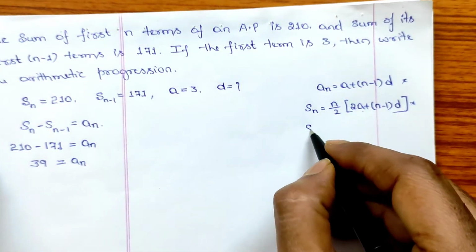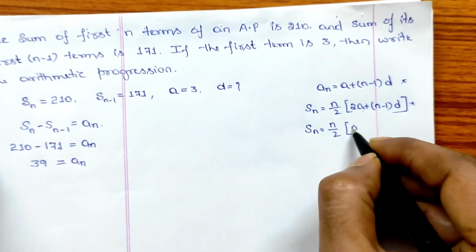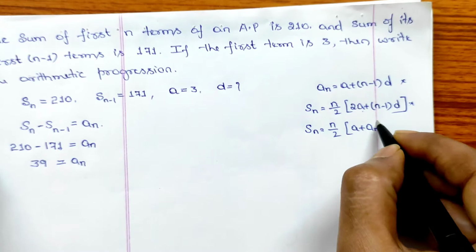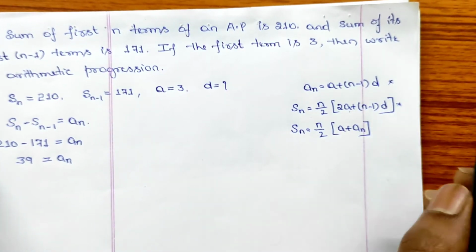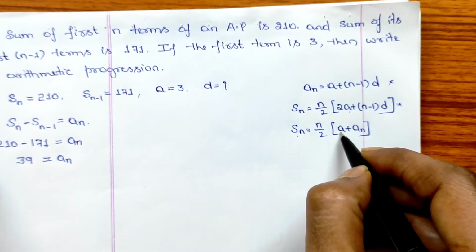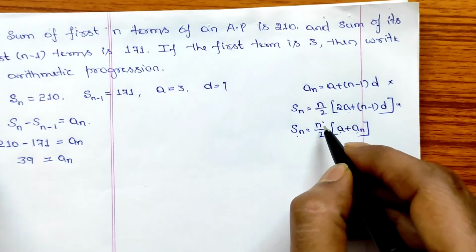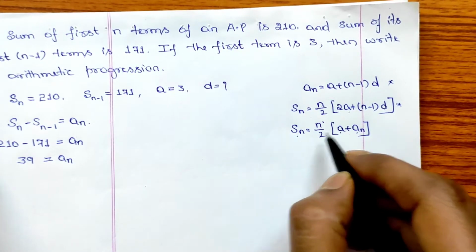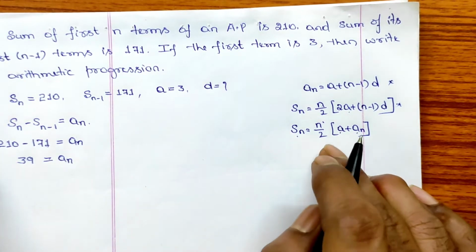Next, another formula, once again Sn only. Sn is equal to n by 2 into a plus an. An is also denoted as l, the last term. Here Sn value we know, a value we know, an also known. So the only unknown term is n, that we can find out. Out of 4, 3 are known terms, n is unknown.